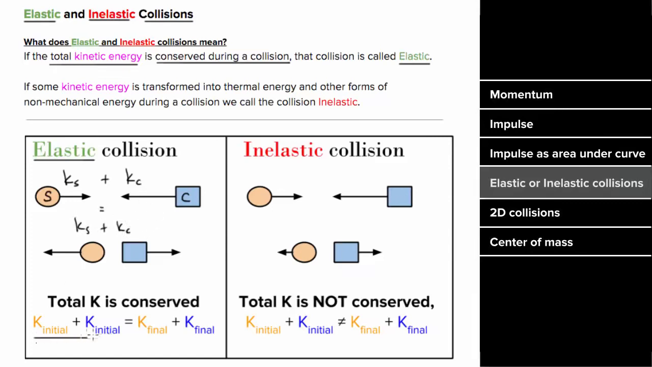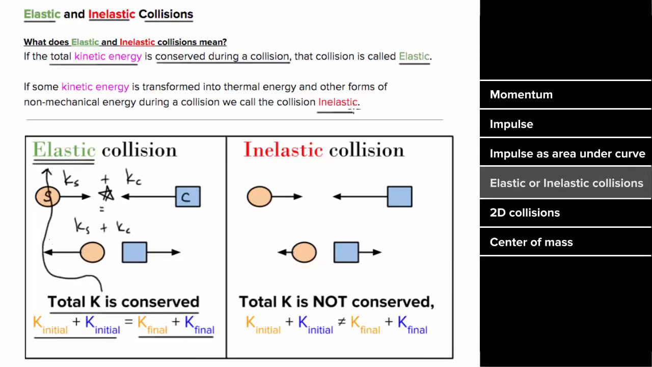If the total kinetic energy before the collision is equal to the total kinetic energy after the collision, then that collision is elastic. It's not enough for the objects to just bounce off of each other. If two objects bounce, the total kinetic energy might not be conserved. Only when the total kinetic energy is conserved can you say the collision is elastic.